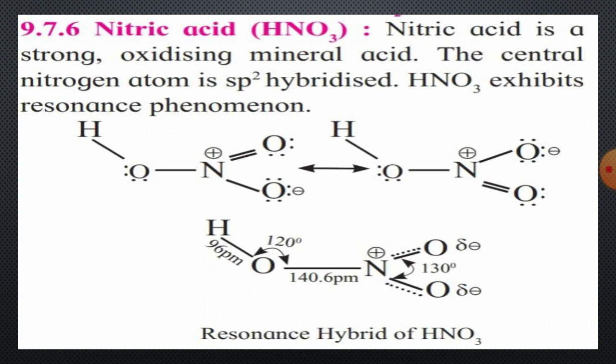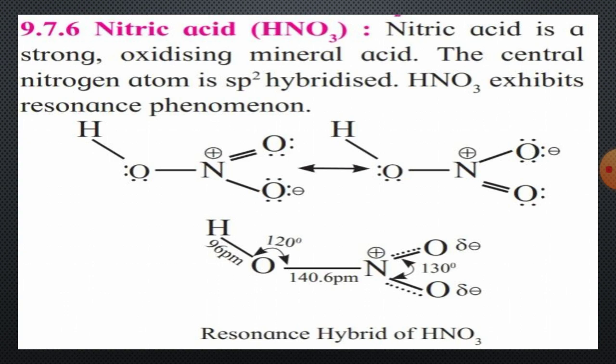Here is the structure given below. The bond length between hydrogen and oxygen is 96 pm. The bond length between oxygen and nitrogen is 140.6 pm, and nitrogen will carry a positive charge. These oxygens will carry a delta negative charge. Fine. In the first resonating structure, the lower oxygen carries the negative charge. In the second resonating structure, the upper oxygen carries the negative charge.